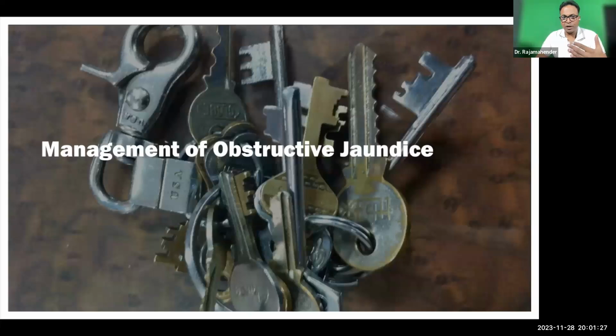So what is the management of obstructive jaundice? There is a bunch of key points you can see from the image.